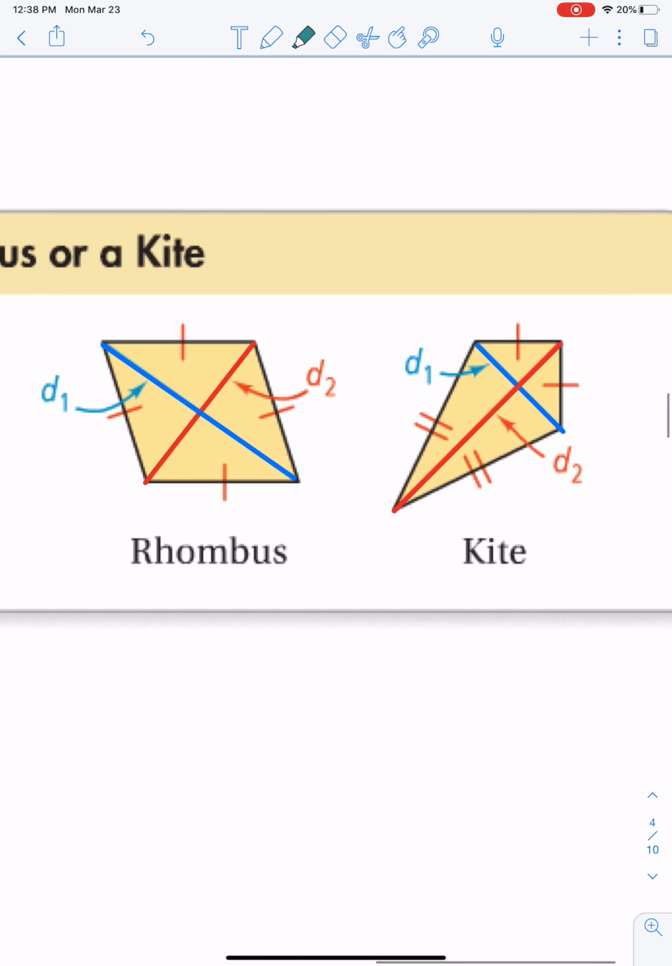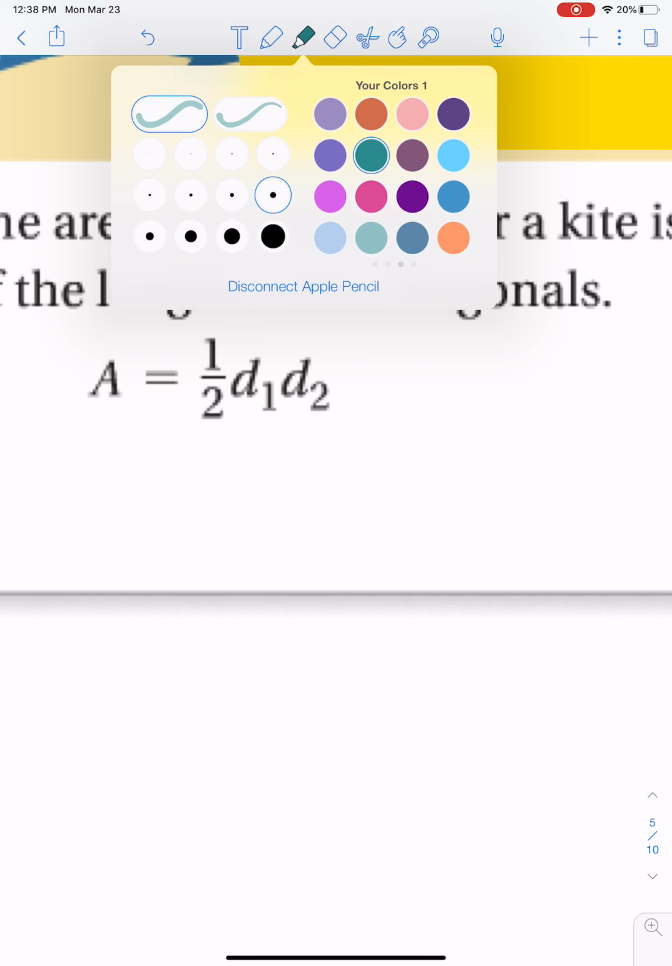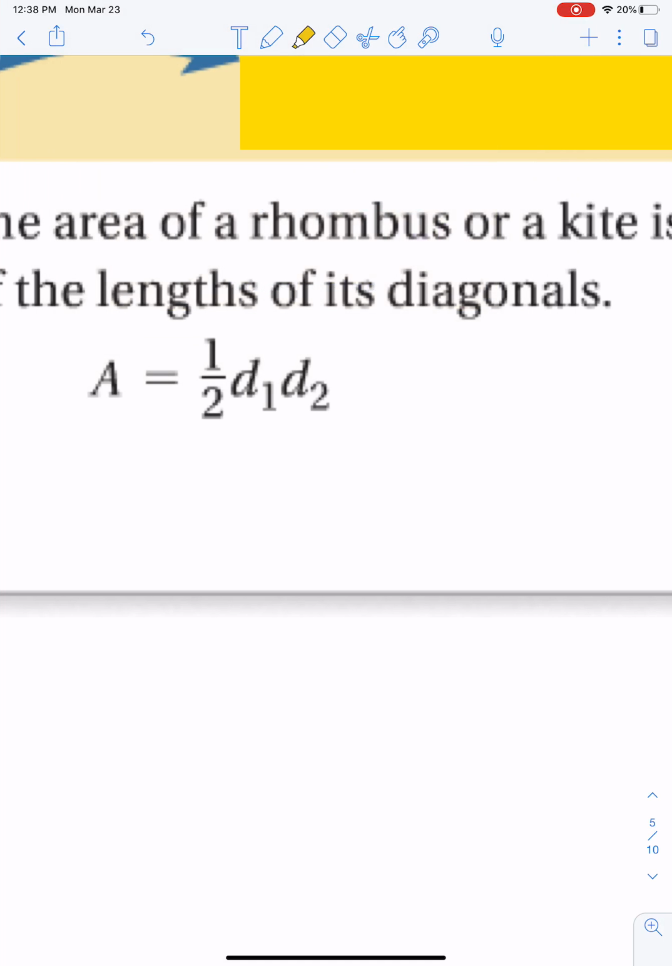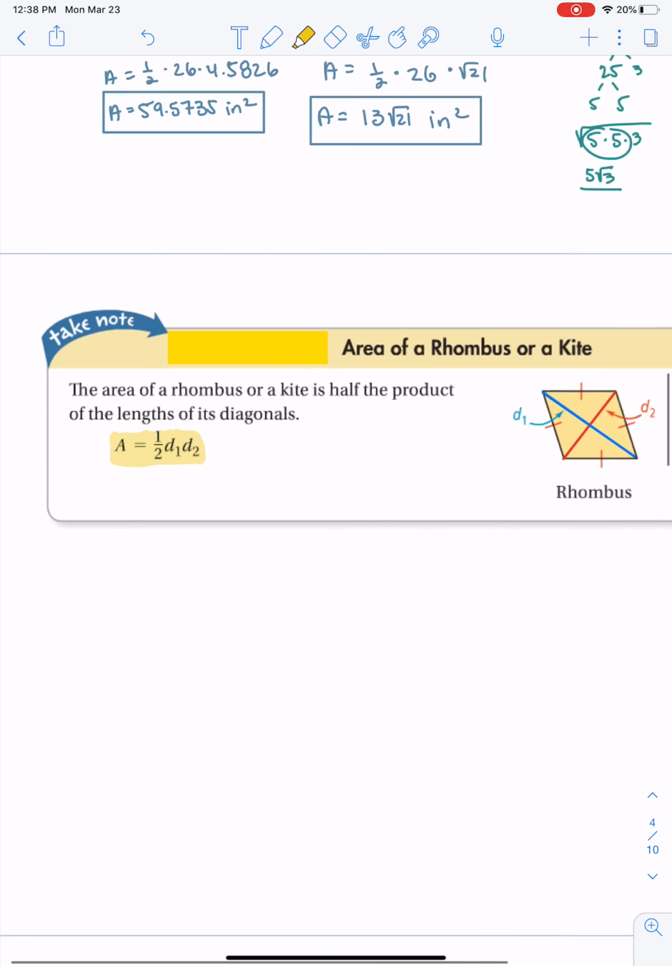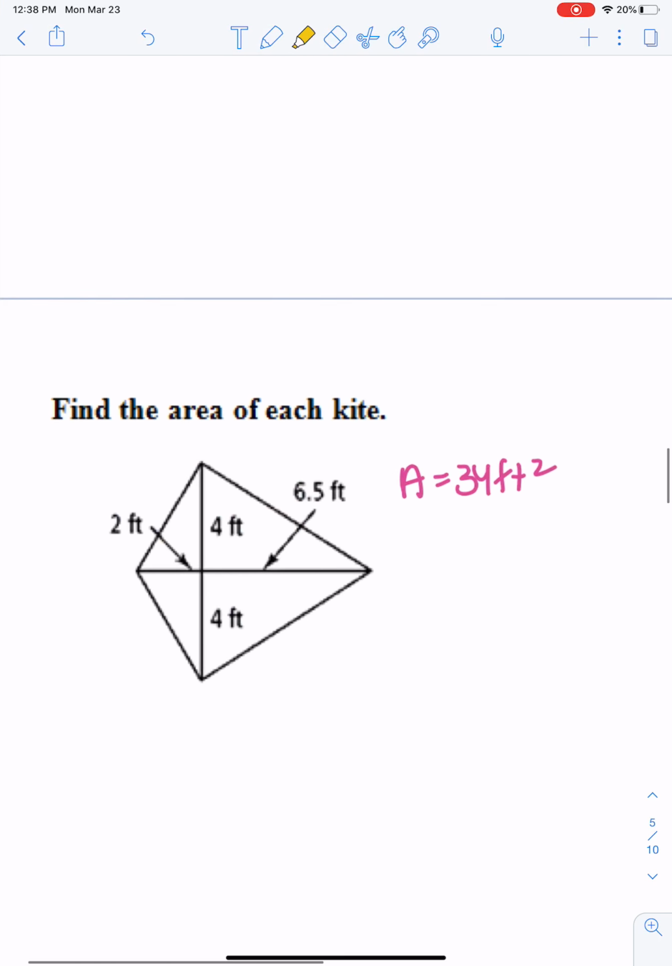If you would rather find each triangle separately, be my guest. You can totally do that. Add them all up. Just seems like a lot of work to me. So I like this formula. It takes the diagonals and it multiplies them together and then cuts the answer in half, or multiply by 0.5. And that works for a rhombus or a kite. So again, if you want to work ahead, go for it.